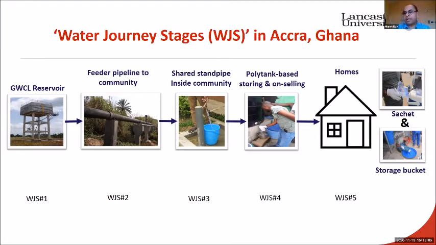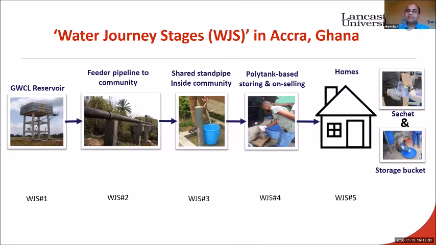Up to water journey stage 4, you can attribute the water quality to the distribution network. But the municipality usually claims ownership only up to water journey stage 2. Stages 3 and 4 are locally laid, locally owned networks, so to say. So there is, of course, potential for the water getting contaminated here.